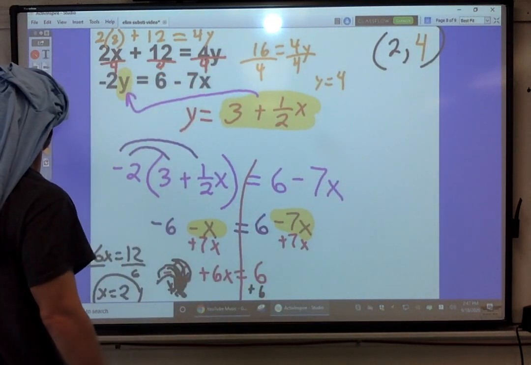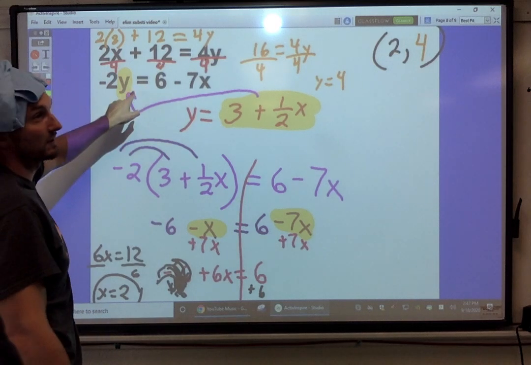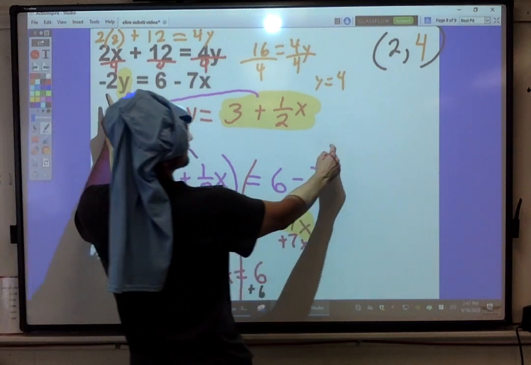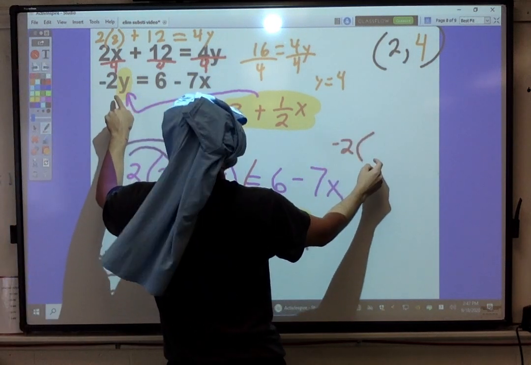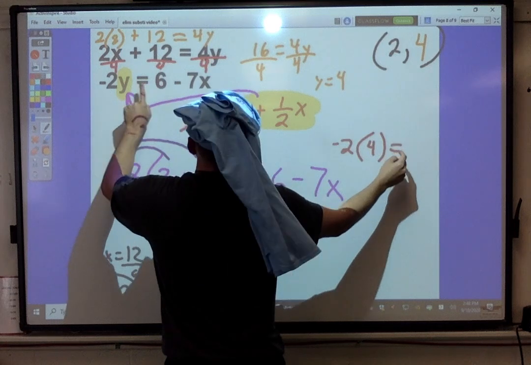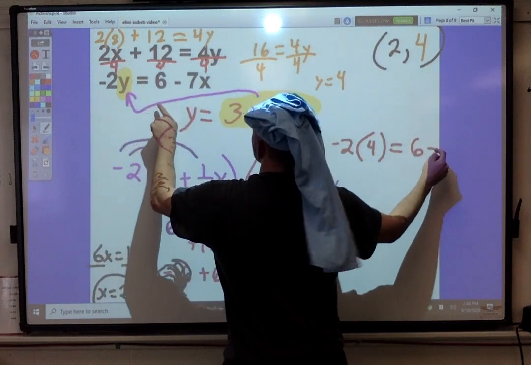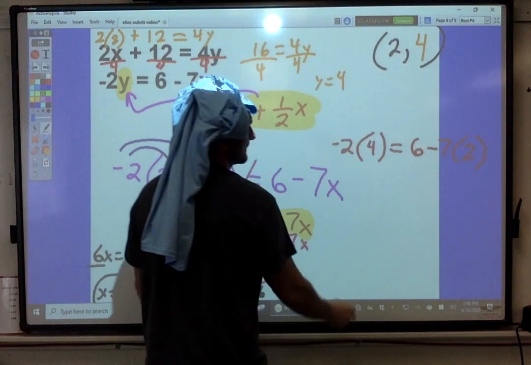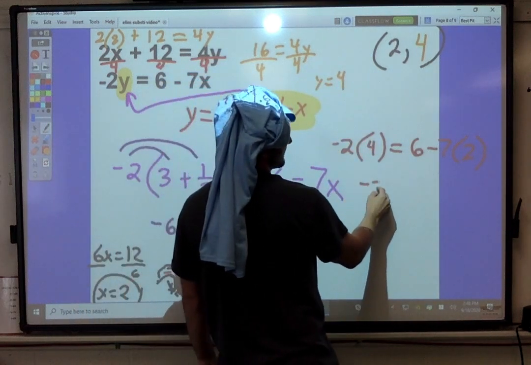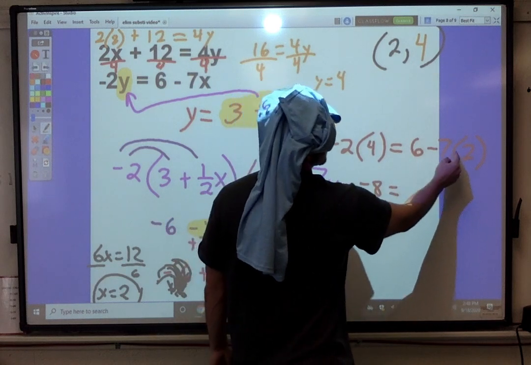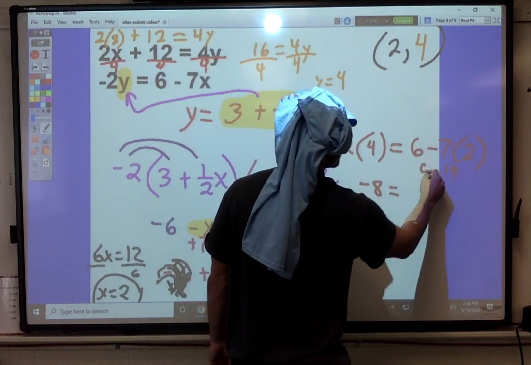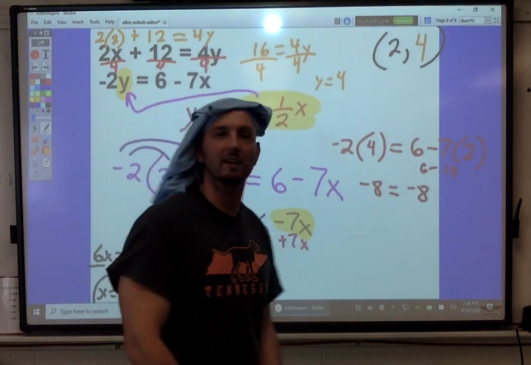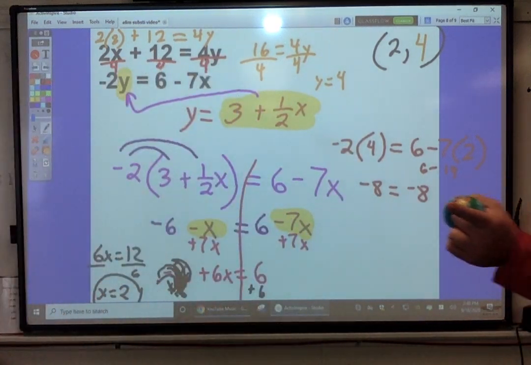I'm going to try and check it, so I have to use them both here. Alright, so let's plug everything in there using maroon. So -2 times y, 4, should be equal to 6 minus 7 times x. So -8 equals 6 minus, that's 14. Yeah. Oh yeah, totally. We're cool. I'm rocking it. Woo.